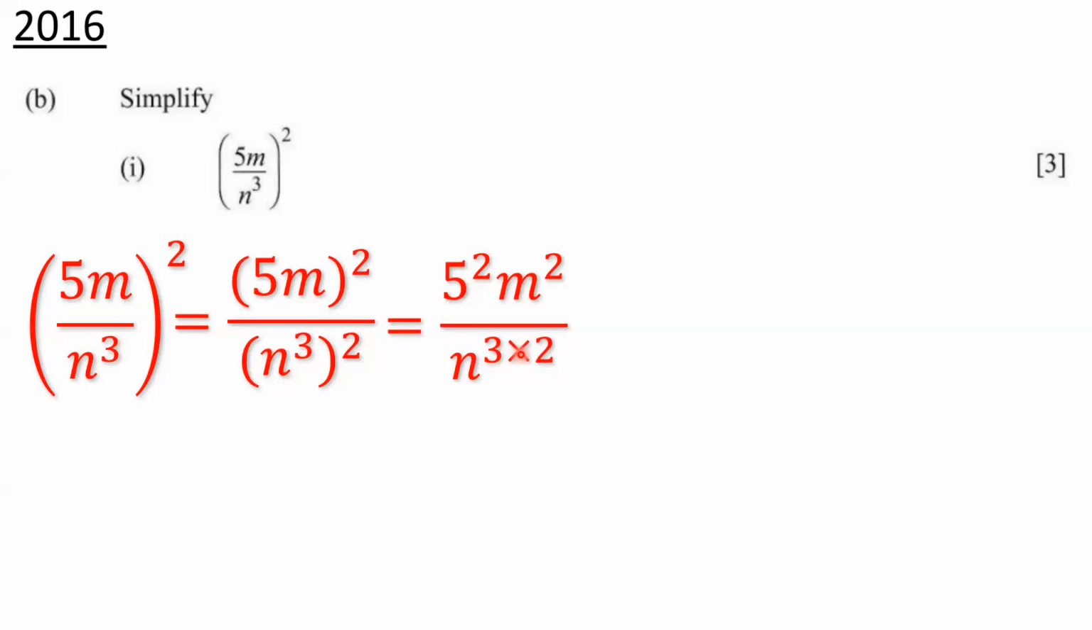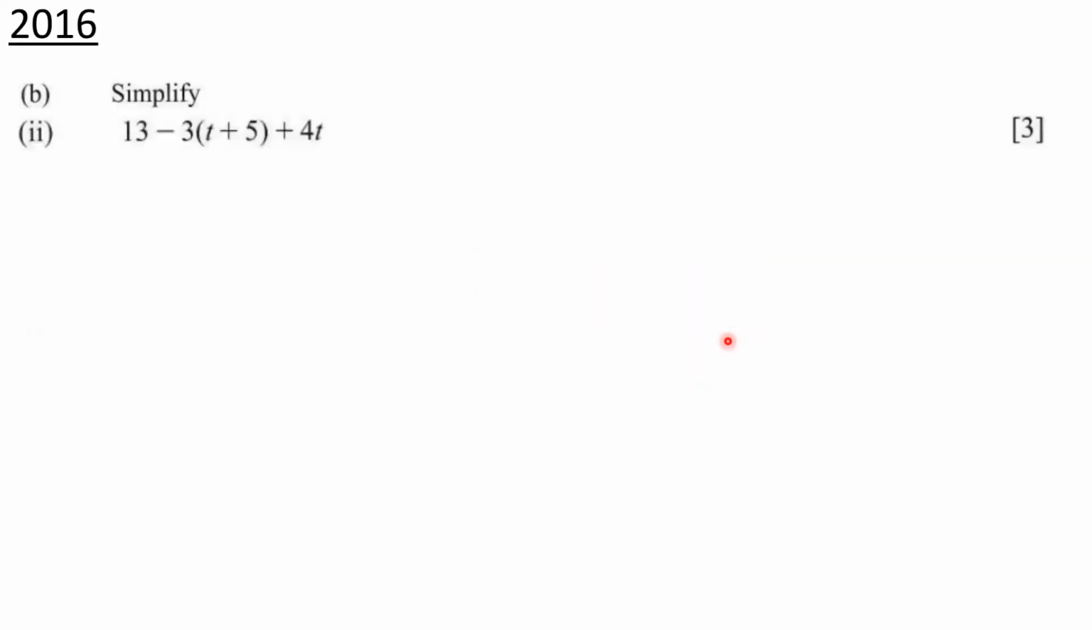3 times 2 is definitely 6. What is 5 squared? 5 squared is definitely 25. And we keep the m squared. And then we have n to the 6. Well, 3 times 2 is 6, and so we have n to the 6. So 25 m squared all over n to the 6. Okay, let's move on to the next question.